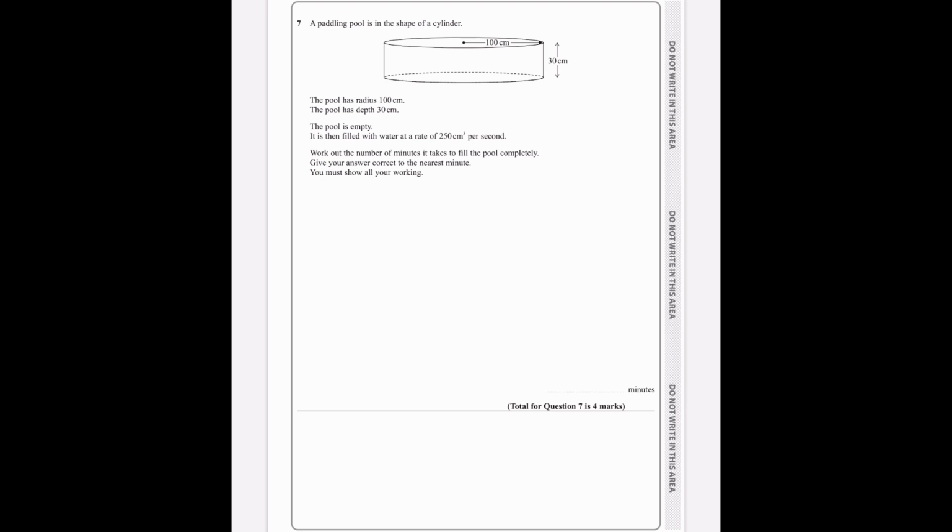For the paddling pool, it tells us that its radius is 100 and its height is 30, so we can work out its volume, pi r squared h, pi times 100 squared times 30 is 300,000 pi. So that's the volume. Dividing that by the 250 centimeters cubed per second gives us 1,200 pi seconds to fill. We want to turn that into minutes, so I'm going to divide by 60. So we get 20 pi minutes.